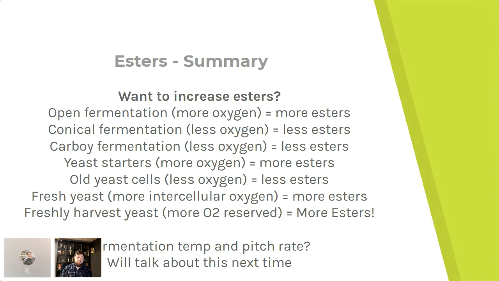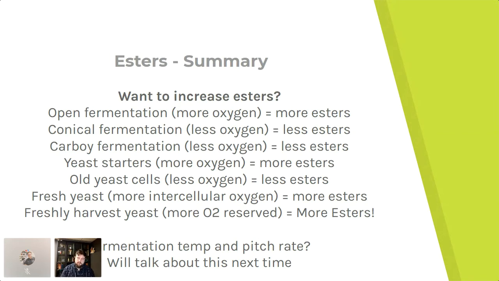If you do a yeast starter where you're bombarding those yeast cells during their growth with tons of oxygen, they build up oxygen reserves, and you're going to get typically more esters. If you have old yeast cells that have been sitting around for a while, that depleted all their oxygen reserves, they haven't seen oxygen in a long time, you're going to get much less esters. If I use fresh yeast, things that have a high amount of intracellular oxygen reserves, I'm going to get more esters. If I have freshly harvested yeast cells and I give them lots of O2 when I knock them out into the next beer, I'm going to get more esters.